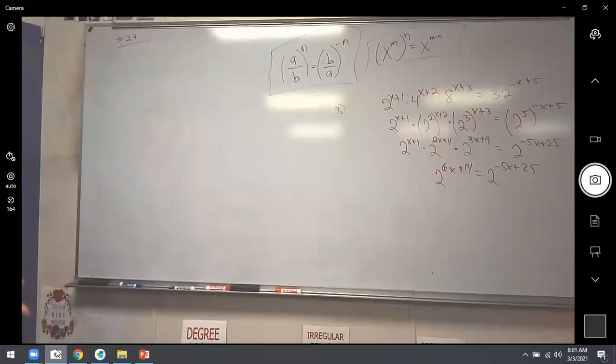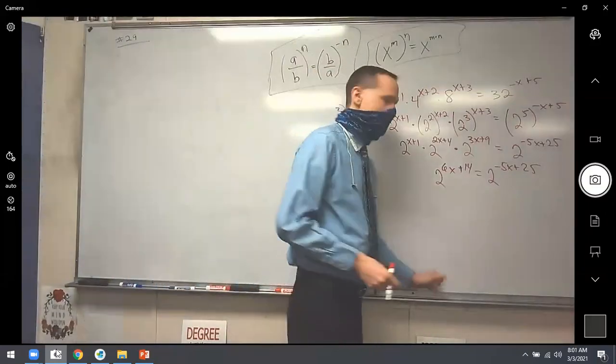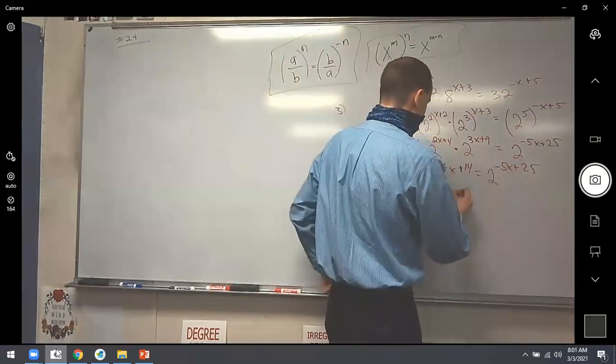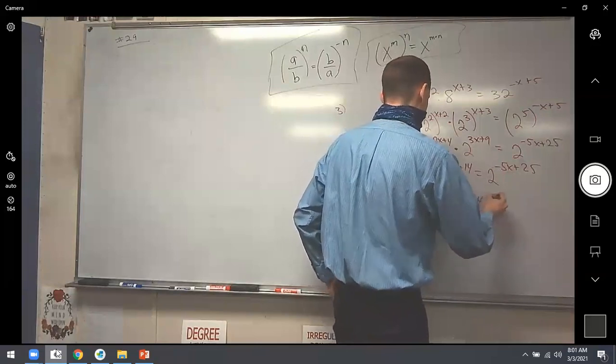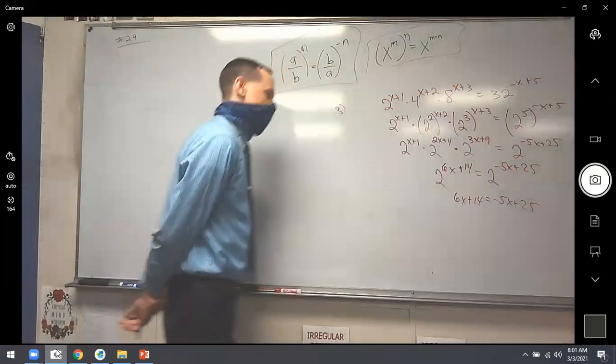And we finally got it down to just an exponential equals an exponential with the same base. So at this stage, we can just drop the bases. They're gone. And now I'm just going to look at the exponents. 6x plus 14 is negative 5x plus 24.